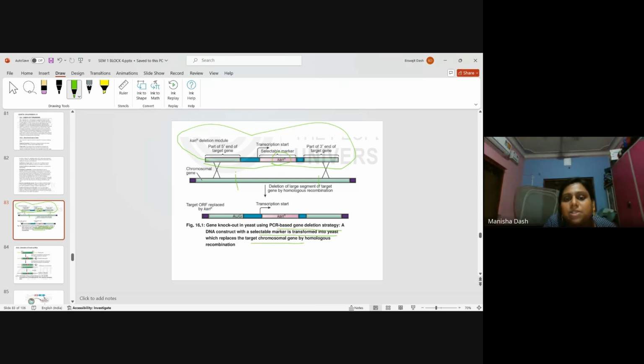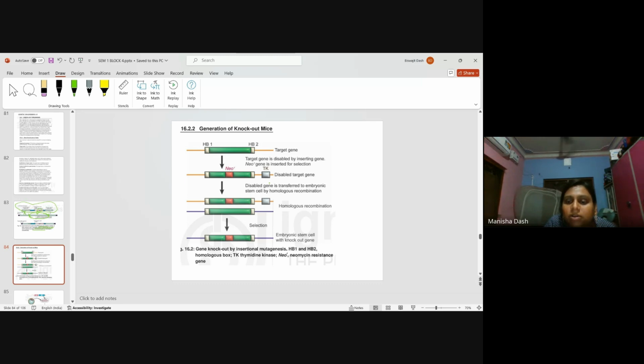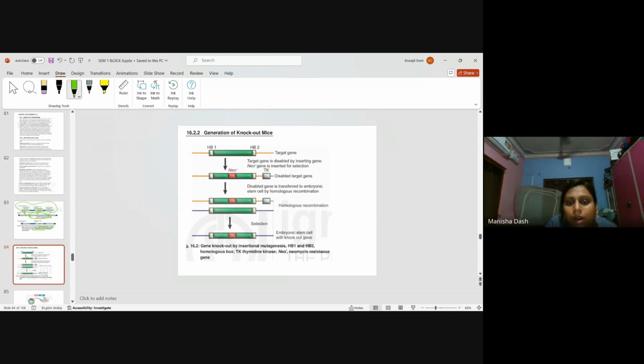Since these two sequences are homologous, they can undergo homologous recombination. If homologous recombination occurs, this part will come here, and the segment which is present here can be deleted. Since we are removing a part of the desired gene, this is called a gene knockout. Similarly, various other methods are there where you can delete the gene. This is another method, using neomycin resistance and the TK thymidine kinase gene to knock out the gene.